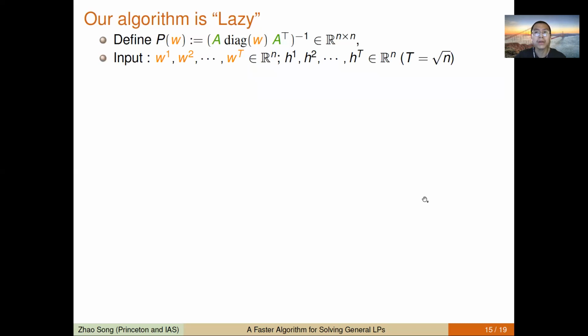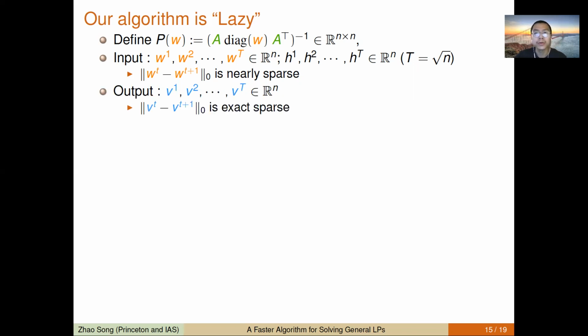So think of you have some online sequence W1 to WT and also H1 to HT. Suppose someone gives you this sequence. You don't need to worry about how you get this sequence for now. And suppose W_t minus W_{t+1} is nearly sparse. Your job is to output another sequence V1 to VT such that the differences of V_t are exactly sparse, because this is easier for you doing math. The guarantee we hope is f of V_t is roughly f of W_t.